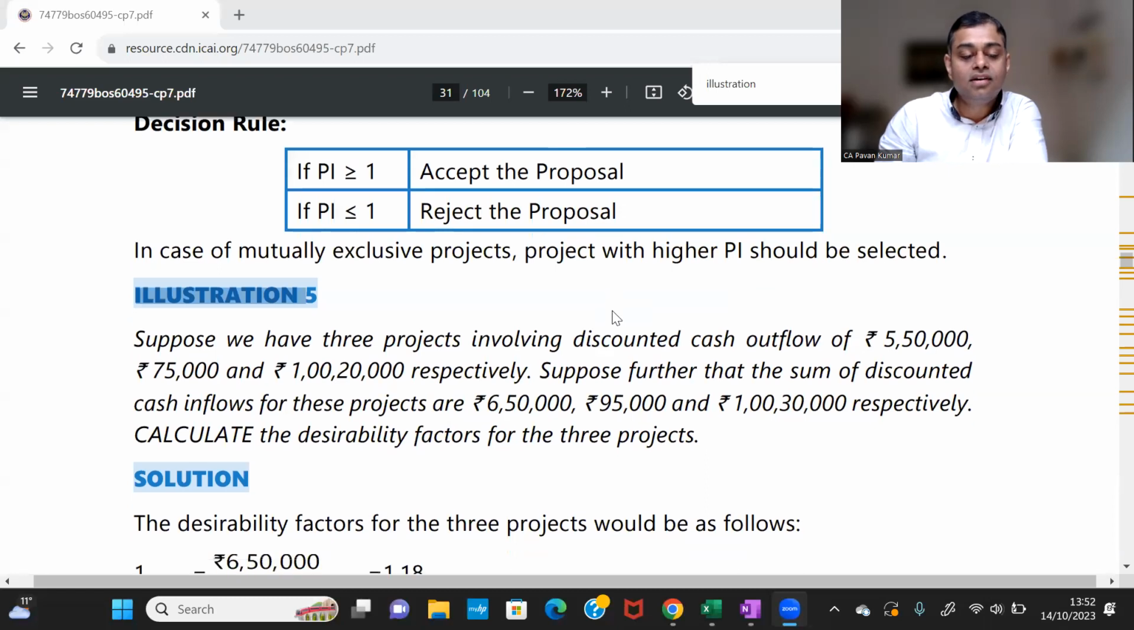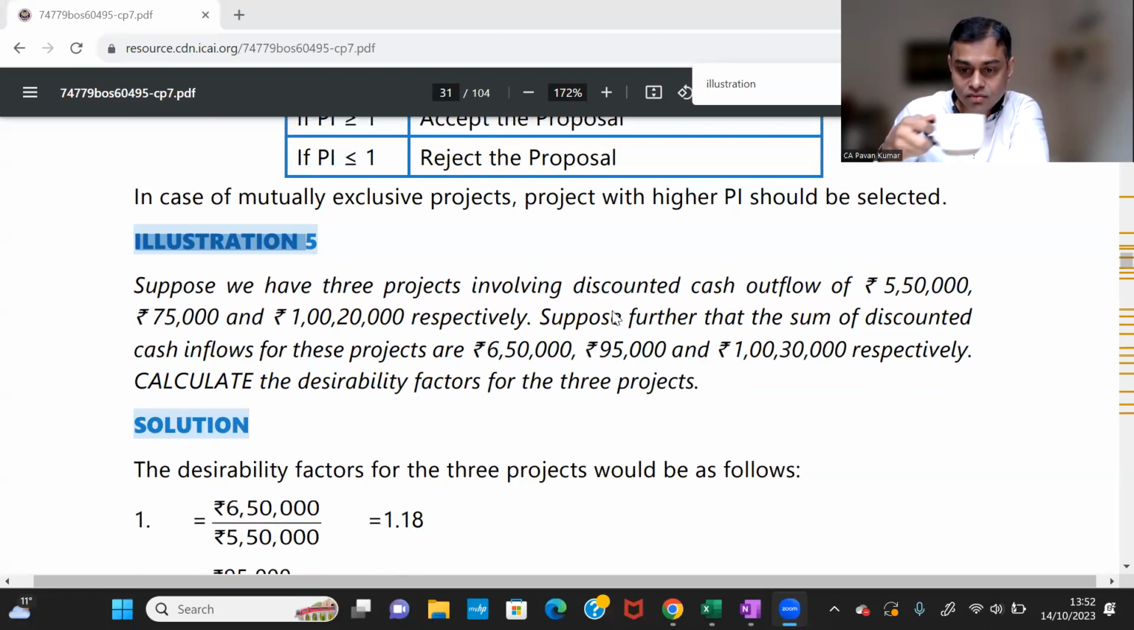Suppose we have three projects involving discounted cash outflow of rupees 5,50,000, rupees 75,000, and rupees 1,20,000 respectively. Suppose further that the sum of discounted cash inflows for these projects are rupees 6,50,000, 95,000, and 1,30,000 respectively. Calculate the desirability factors for the three projects. So what is desirability factor? They're asking you to calculate desirability factor.